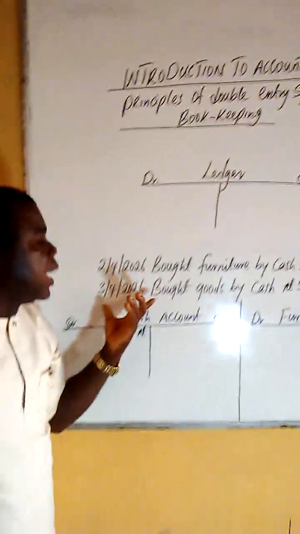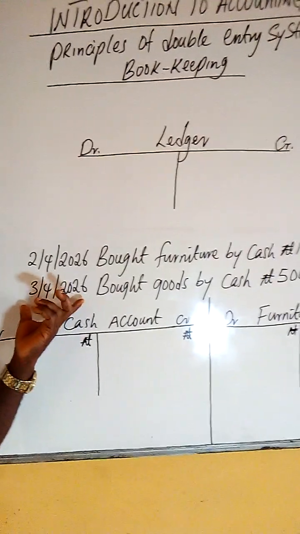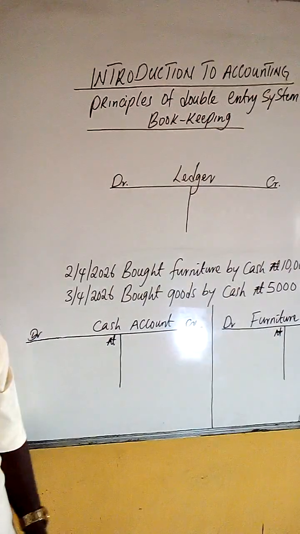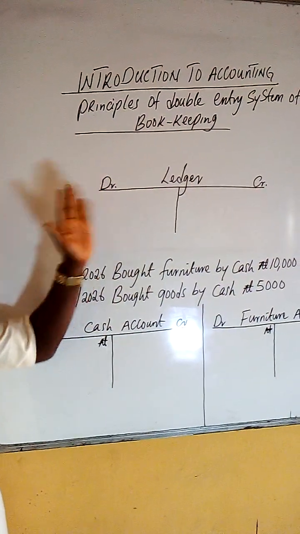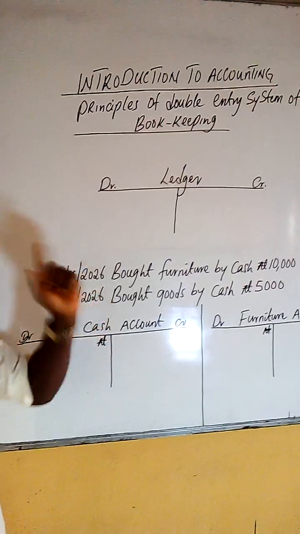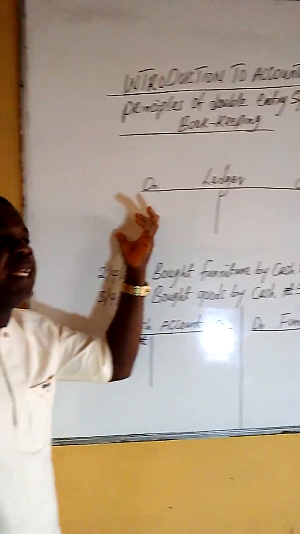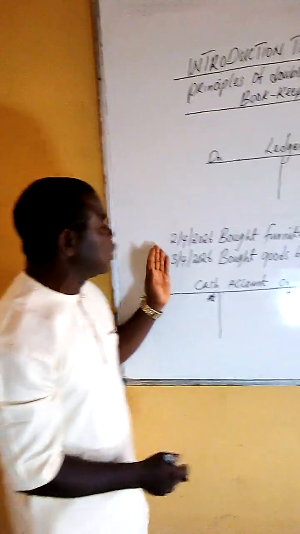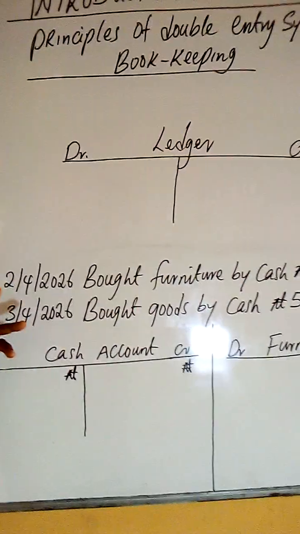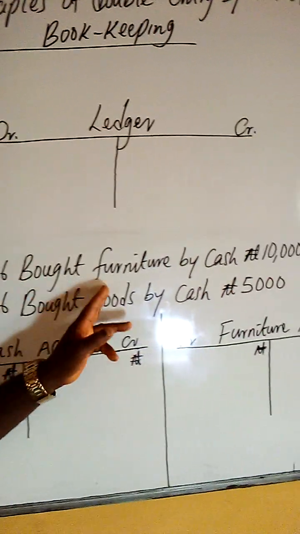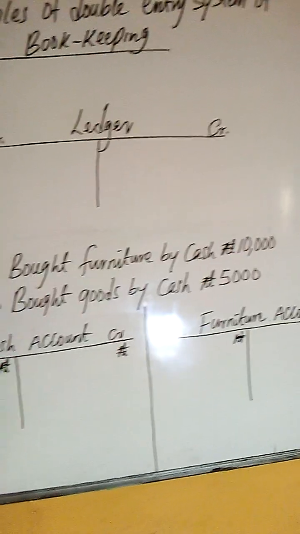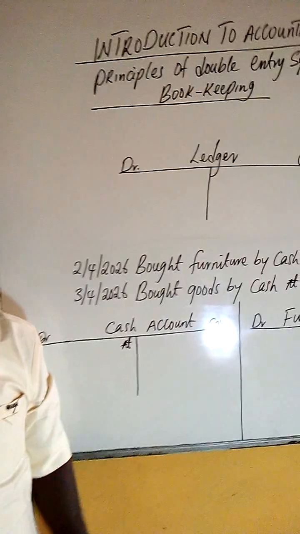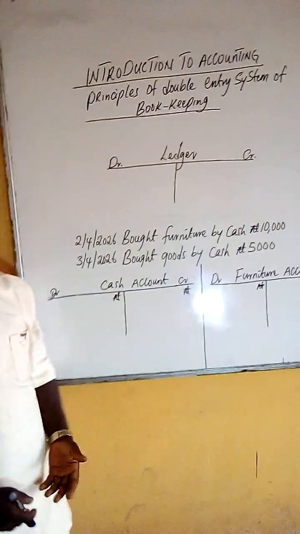Then there are two illustrations I'm going to use to explain how we are going to debit in the ledger and then credit in the ledger, which is what is called double entry, because every account or transaction that happens in the business must be debited and credited in two separate ledger accounts, and that is what is called double entry. Let's quickly look at the first transaction: on the 2nd of April 2026, bought furniture by cash 10,000. From this transaction, you must think which account is going to be debited and which account is going to be credited, using double entry.